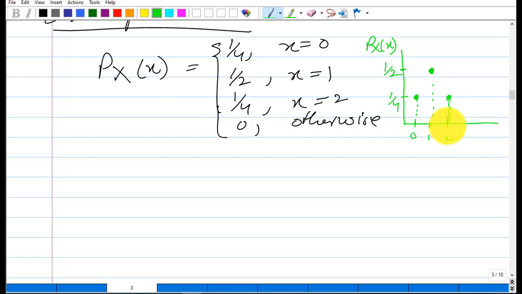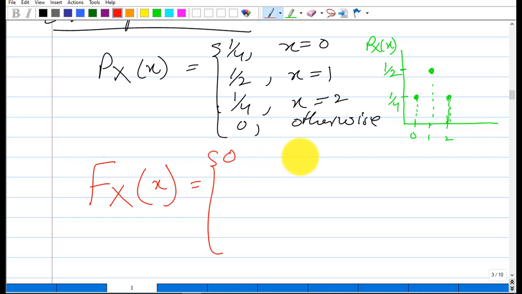Now it says to find and sketch the CDF of the random variable. So the CDF will be written quite simply the same way that we have written the PMF, but it will start from 0 and end at 1. So it is 0 for all the values where x is less than 0. Because a probability is defined at 0, we will not take 0 here, so it will be strictly less than 0, not equal to.